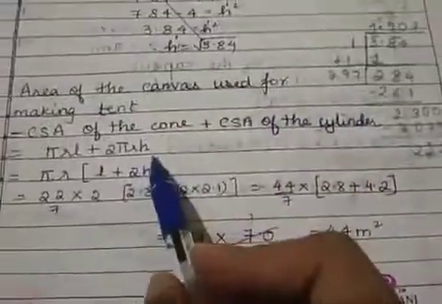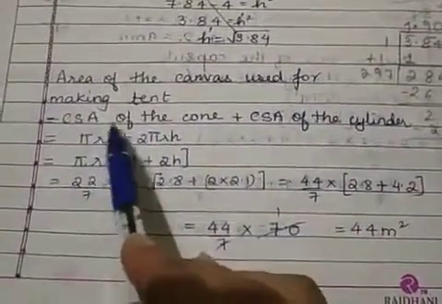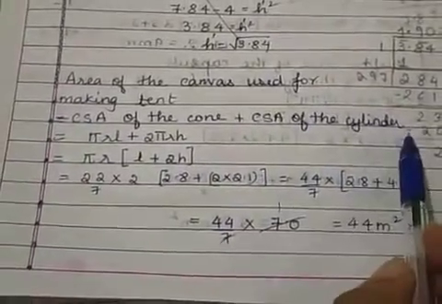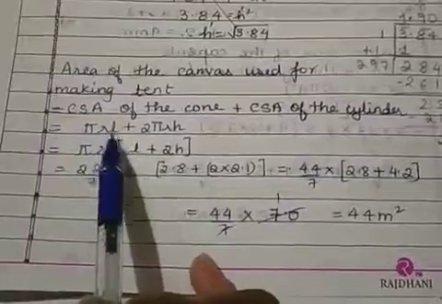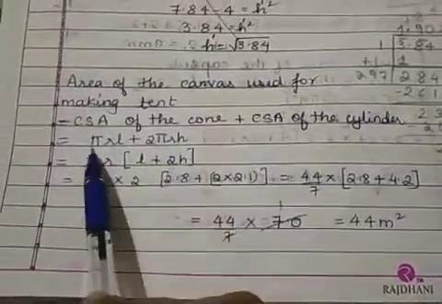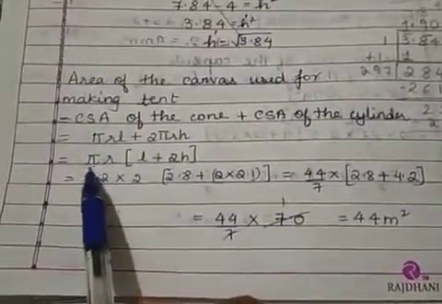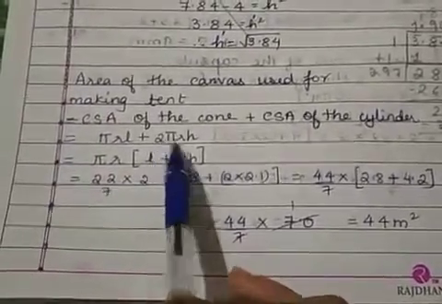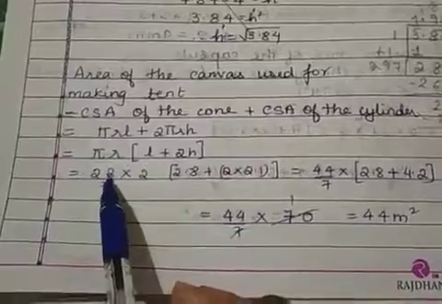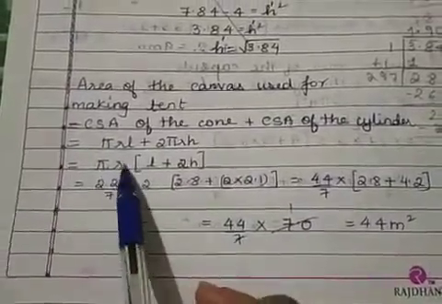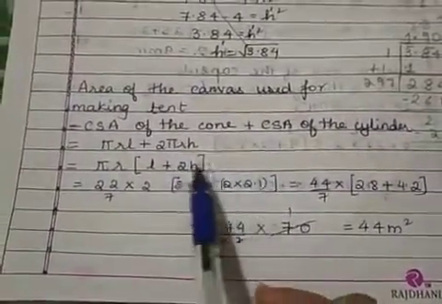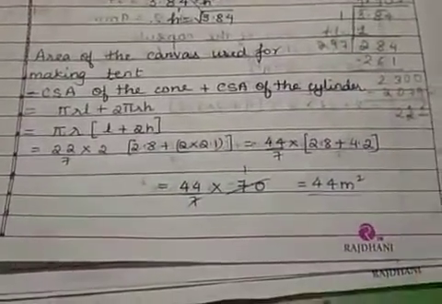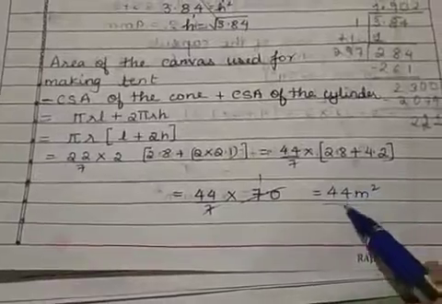So what is the area of the canvas used? It is curved surface area of the cone plus curved surface area of the cylinder. The formula is pi rl plus 2 pi rh. Pi r is common, so you can take it out. And what remains here is l plus 2 times h. So you have 22 upon 7 multiplied by radius, and you substitute all the values and you get the area of the canvas, or how much canvas is required, 44 meters square.